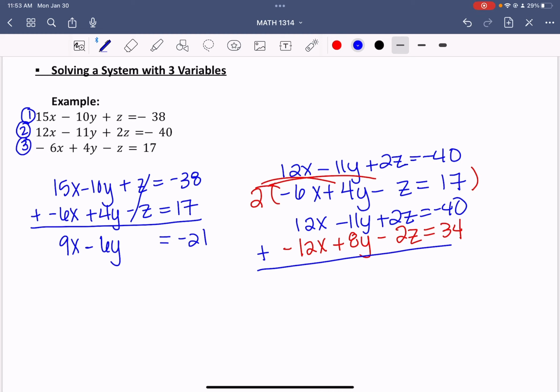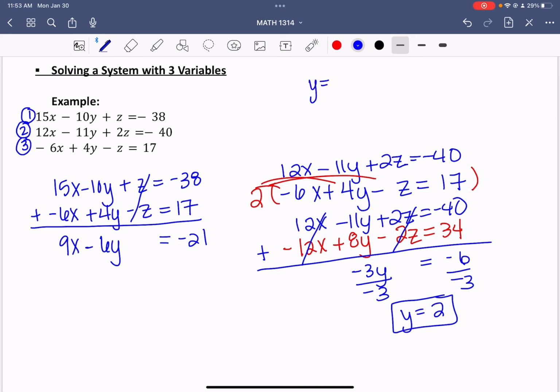When I add these two together, negative 40 and 34 gives me negative 6. The z cancels, which was our hope, and gives me a negative 3y. But our x is actually canceled too. So this worked out better than we thought it would, because now I can just finish solving for y, and that gives me a positive 2. So with y equal to 2, I've already got one of my solutions.